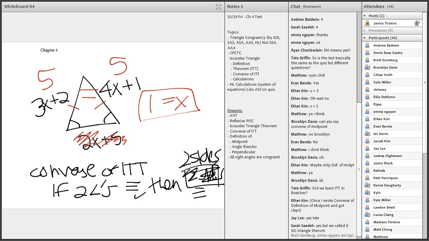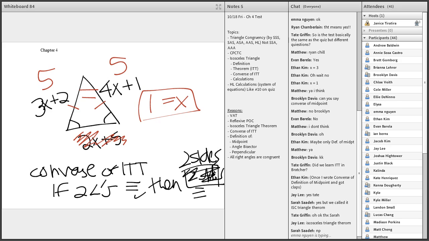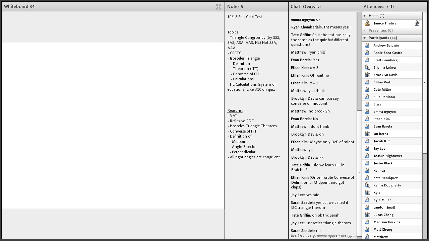And let me catch up. When you're trying to say definition of midpoint, it could go both ways. Definitions are not like a converse where it has to be in a certain order.